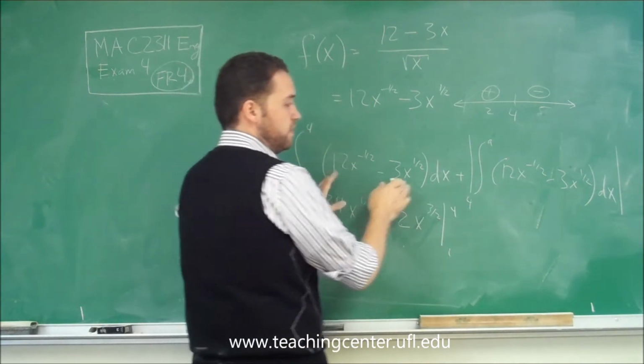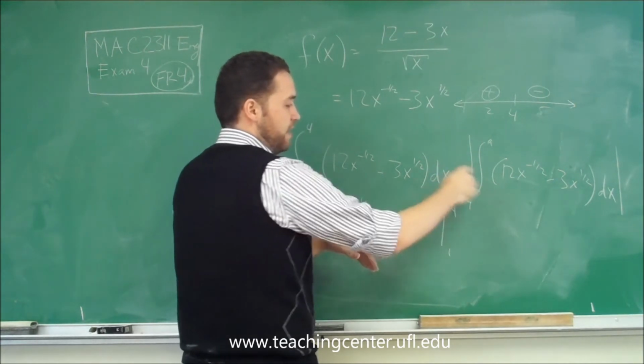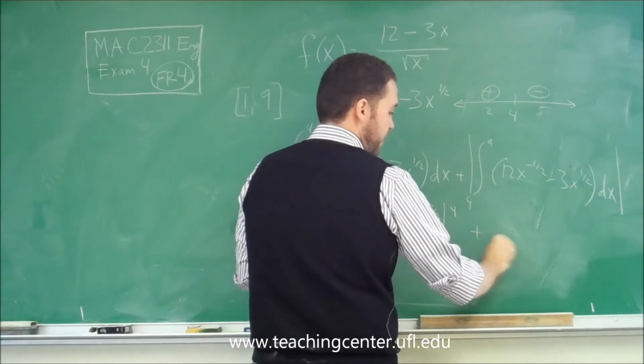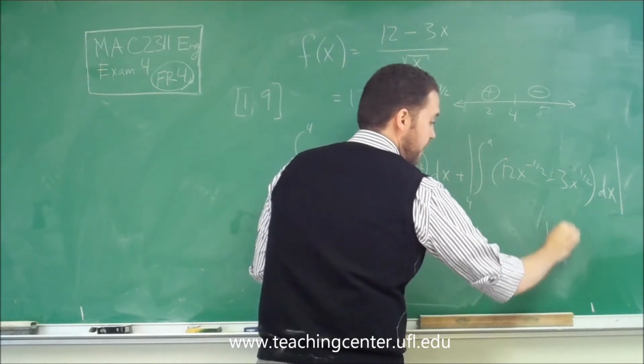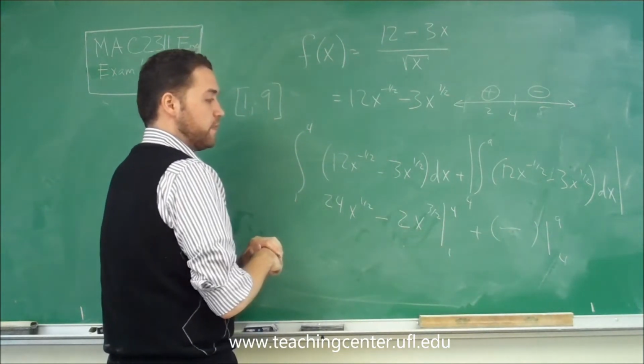Now you can see that this is the same as that, so you don't have to take the antiderivative again. It's going to be the exact same thing. It's just your bounds that change. So you have the exact same thing here, but you go from 4 to 9, and that little bit is the exact same thing as over here.